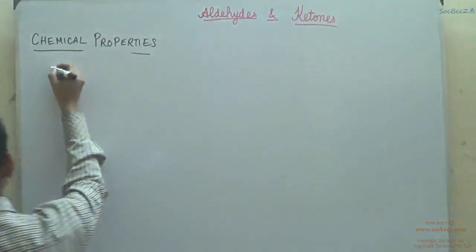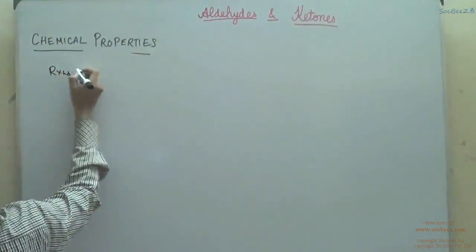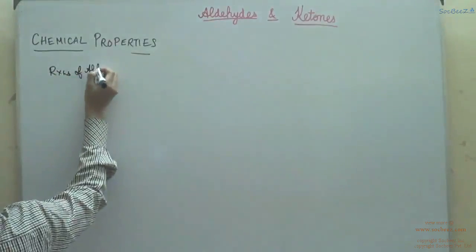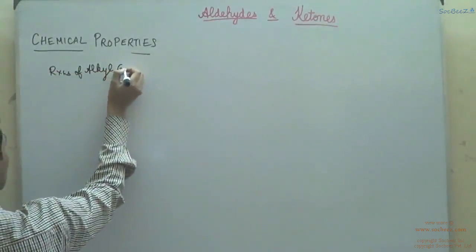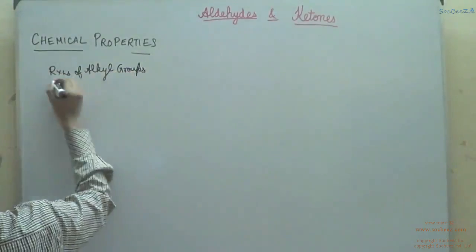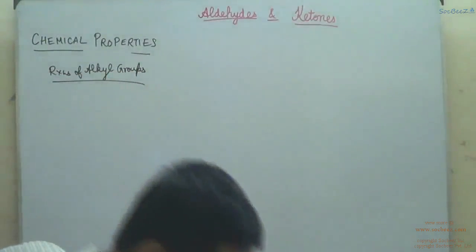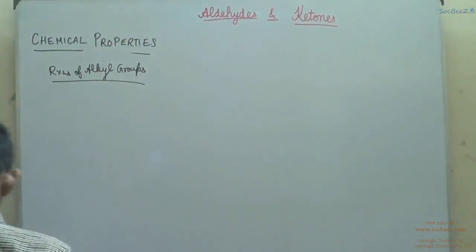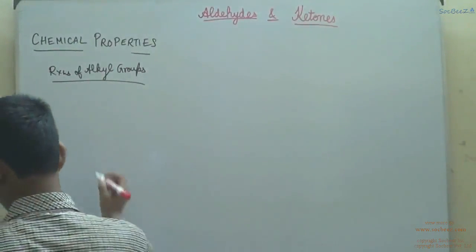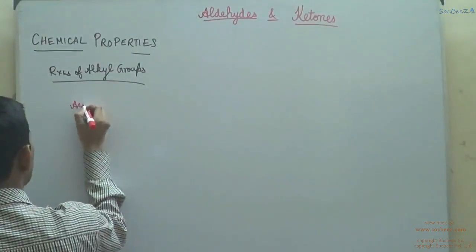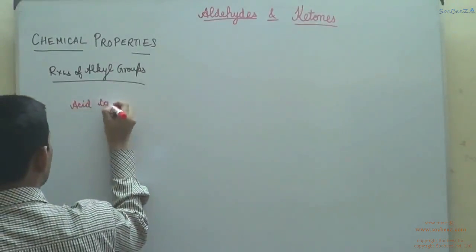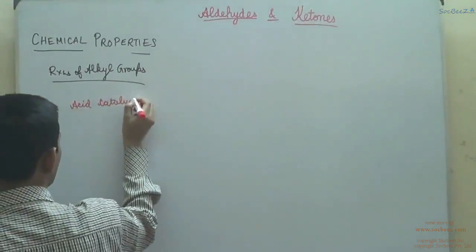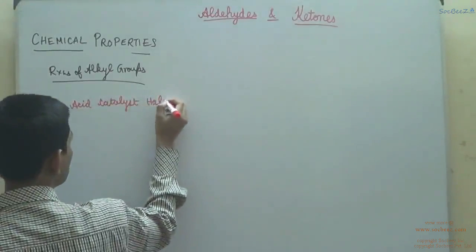So I told you, let me discuss some reactions of alkyl groups. Okay, so reactions of alkyl groups. Some points: acid catalyst, halogenation.